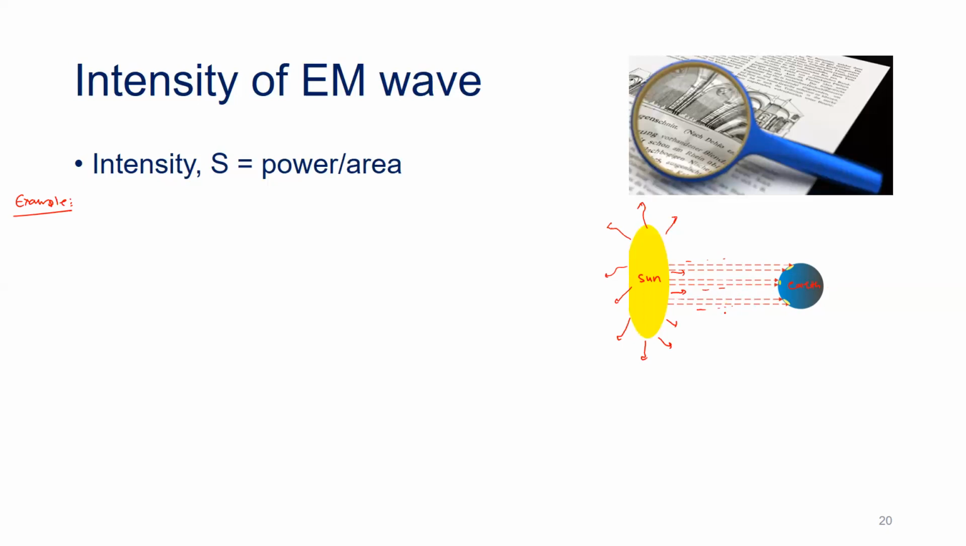So there are questions to understand. To answer this question, we need to calculate the total output power of the sun, and based on that we'll be able to understand and calculate the intensity of the EM wave coming on the surface of the earth. So let us frame the question. The question is, what is the total power output of the sun?